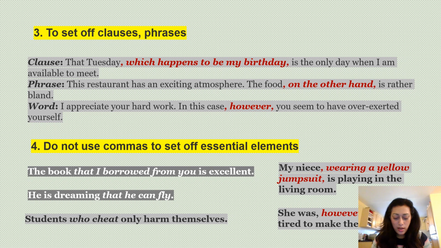Now, "My niece, wearing a yellow jumpsuit, is playing in the living room." So I'm talking more about the subject, as I mentioned earlier. So these are examples of non-essential elements. Then, "She was, however, too tired to make the trip."